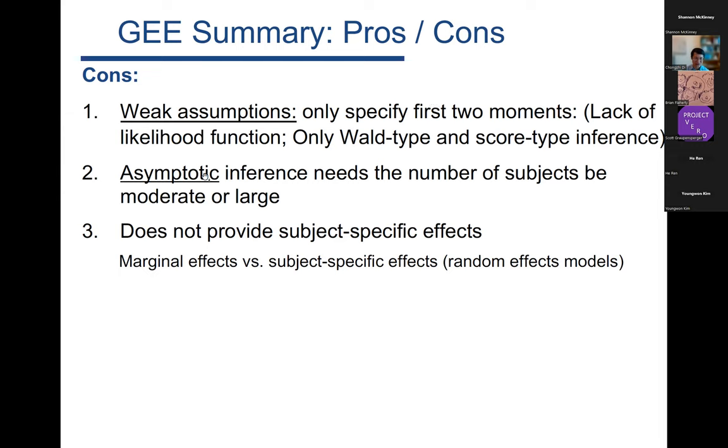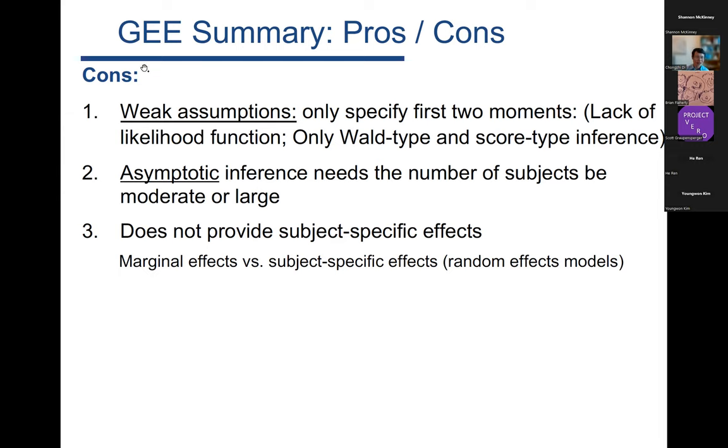And the second one is about how we get the standard errors. I also want to say that for GEE to work, for the formula to work well, you need the sample size to be moderate or large. The sample size in this case is the number of subjects. So you want to make sure the number of subjects is large enough.